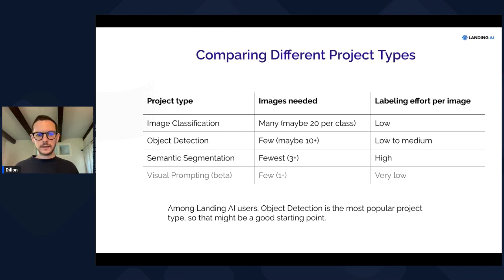And then visual prompting, this is kind of a newer thing. You can think of it similar to semantic segmentation, but I only need to partially label an image. It has a much lower image requirement, and the labeling effort is pretty low. But there might be some performance trade-offs there. So for this pill project, I would probably pick something like object detection. It's a nice middle ground. I don't need to label too many images, and labeling effort is fairly low. And I'm assuming that I have at least 10 images per class. If I had fewer, I might go with semantic segmentation. I probably would not go with image classification, though.